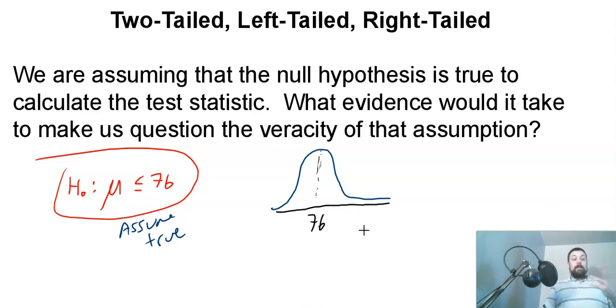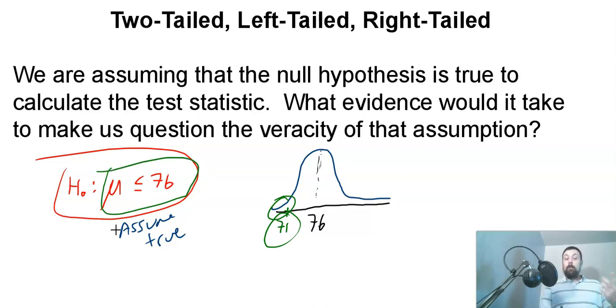Let's say we take a sample, and our mean in the sample comes out equal to 71. Well, that's pretty far away from 76, which makes 76 look like a bad assumption, really. But it doesn't go against this assumption, because I assumed it could be less than 76. So 71 actually supports this assumption that the mean is less than or equal to 76. If I'm getting samples over here in the left tail, even if they're extreme relative to 76, they actually are consistent with the assumption that I'm making from my null hypothesis. So it's fine if it's over here.